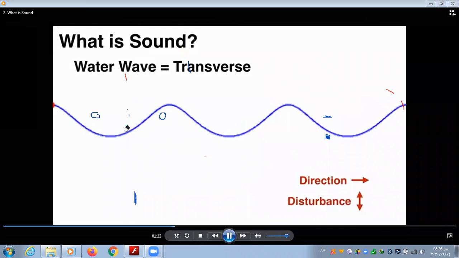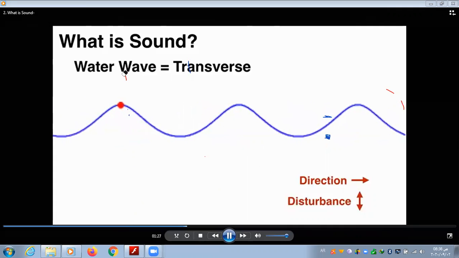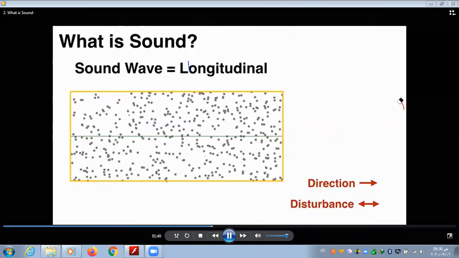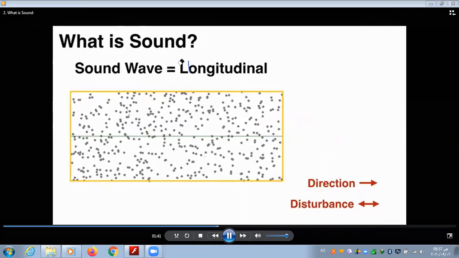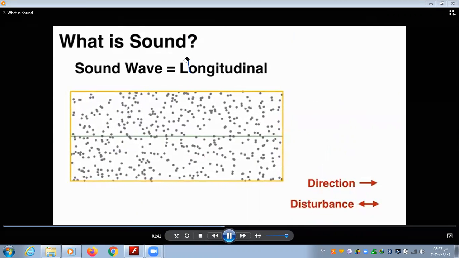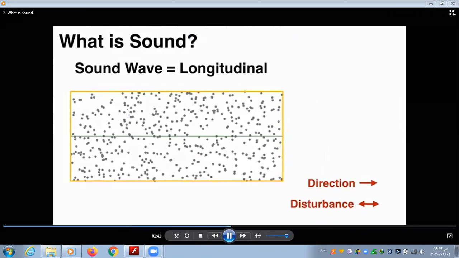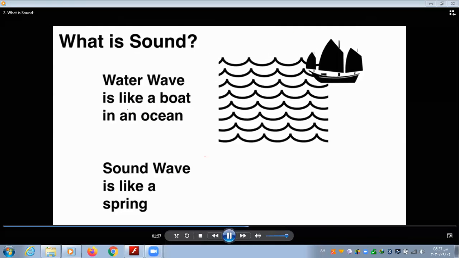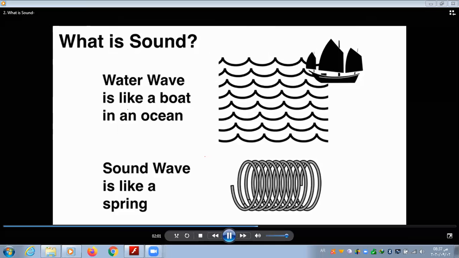But sound waves are different to water waves in one respect. Water waves are transverse. This means that as the wave is moving in one direction, say to the right, it's creating a disturbance in the perpendicular direction, so up and down. Sound waves, on the other hand, are longitudinal. This means that as the wave is moving in one direction, say to the right, it's creating a disturbance in that same direction, so left to right. A transverse wave coming from behind lifts you up and then drops you down like a boat in the ocean, while a longitudinal wave coming from behind pushes you forward and then pulls you back like a spring.